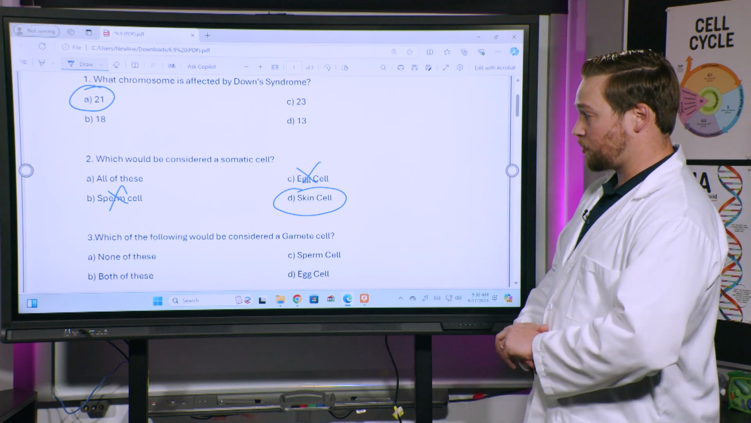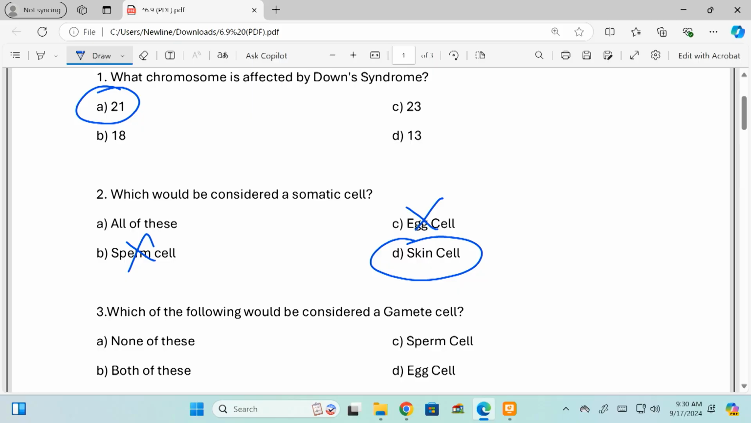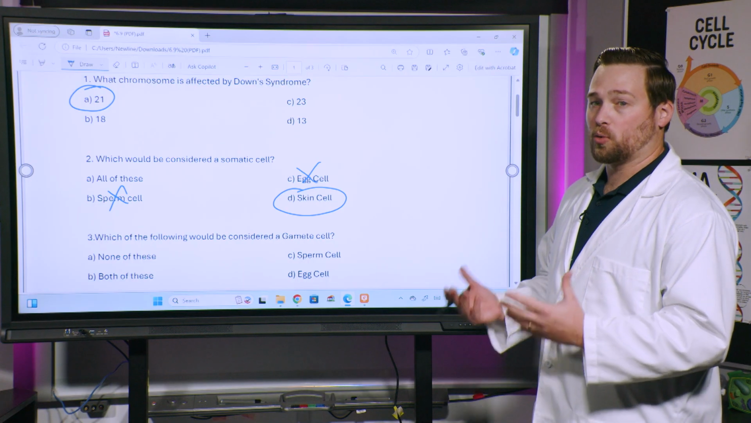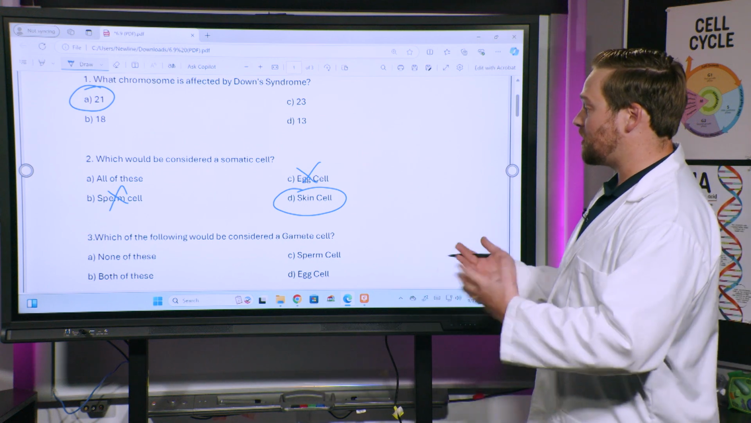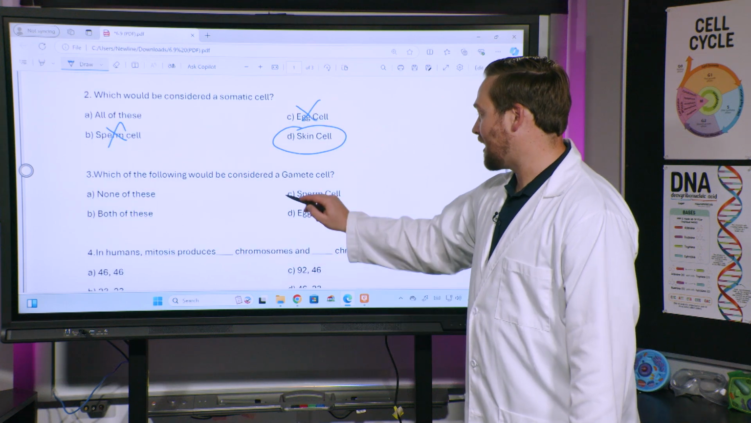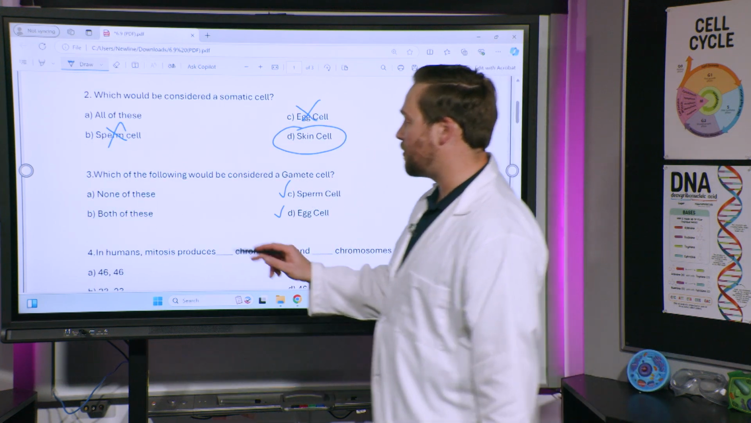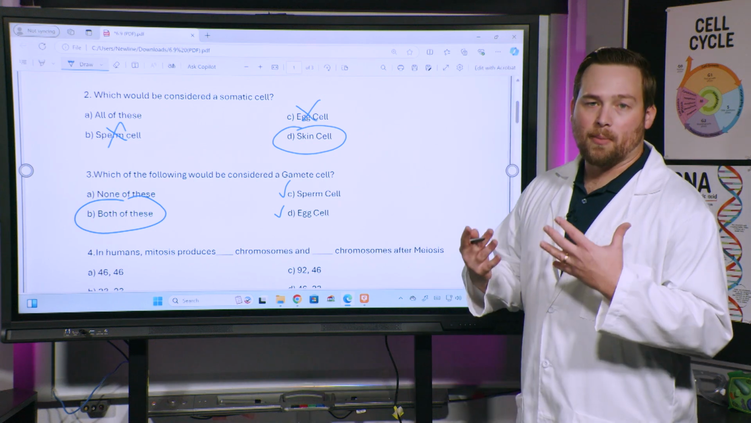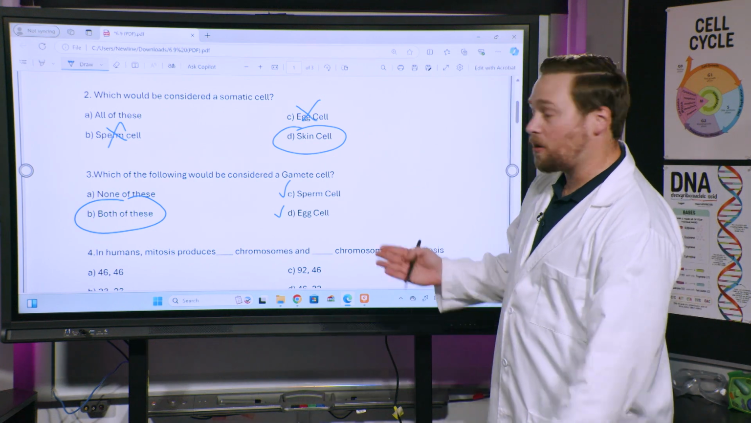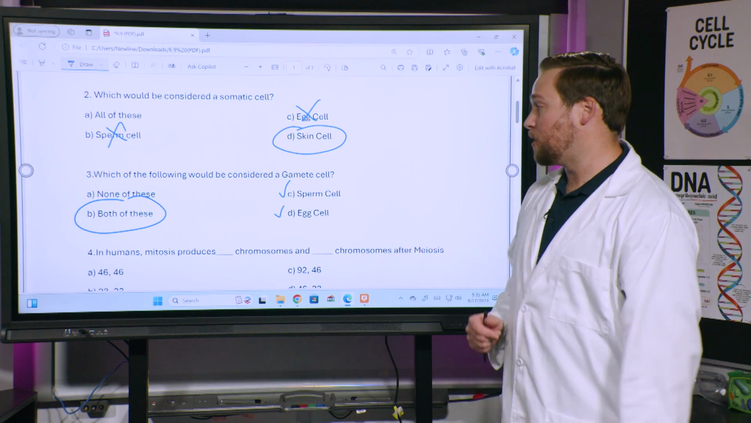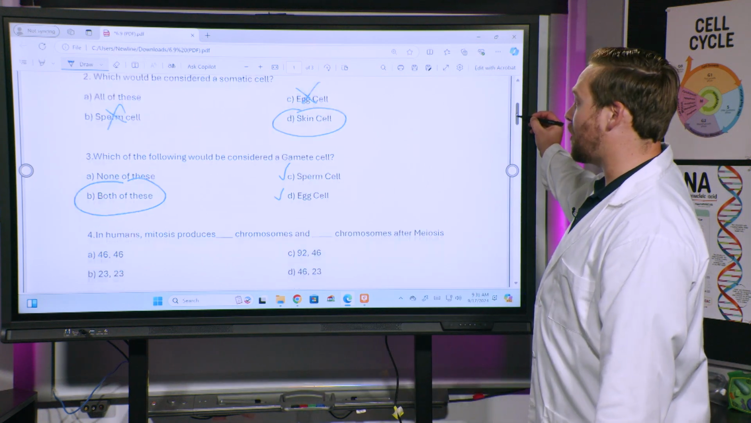Great. So number three, which of the following would be considered a gamete cell? So this is kind of the opposite of the question that we just got. Remember that gamete is just another word for sex cells. So which of these would be considered a sex cell? Okay, well I see sperm and I see egg cells, and so this must be both. Both of these would be considered gametes. Remember, gametes are haploid, and so they only have 23 chromosomes each, which is half of the total that most of your cells have. All right, let's keep it going.